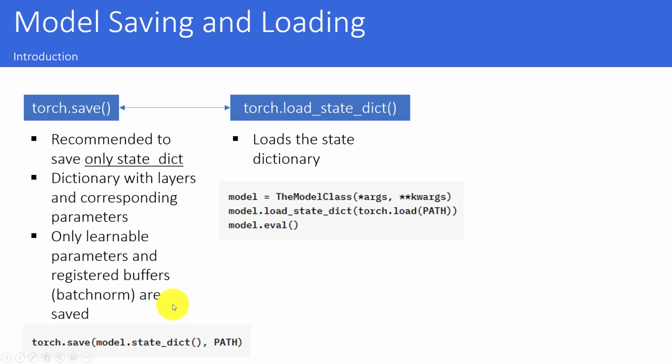The corresponding loading function is then called torch.load_state_dict. This is, like the name would suggest, loading the state dictionary. And here you can see what I have just explained. If you want to load it, you have to create an instance again of your model class. And then you have to load the state dictionary with this functionality. And then, since you don't want to retrain the model, you can put the model into evaluation mode with model.eval.